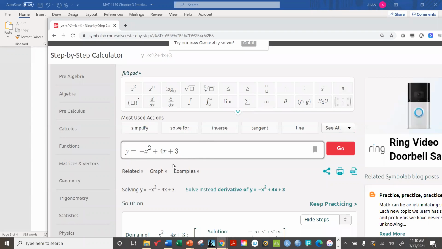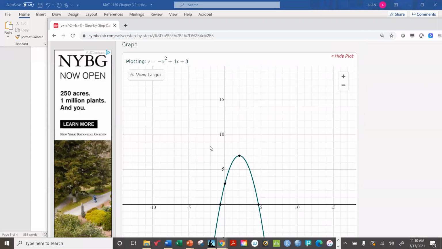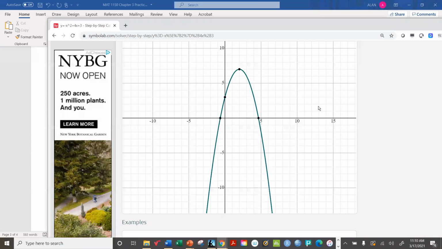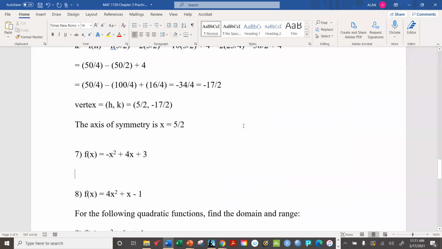All right, so the graph is here. And what do you know? It does face down. And now, well, we're going to cheat a little bit here. The answer is the vertex, 2 comma 7. We're going to prove it though. Since we already know what the answer is, we're going to prove it now. All right, how do we do that?